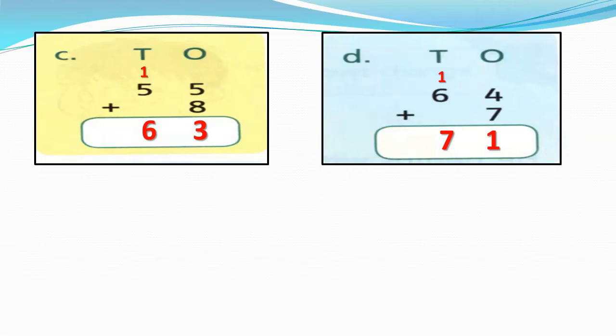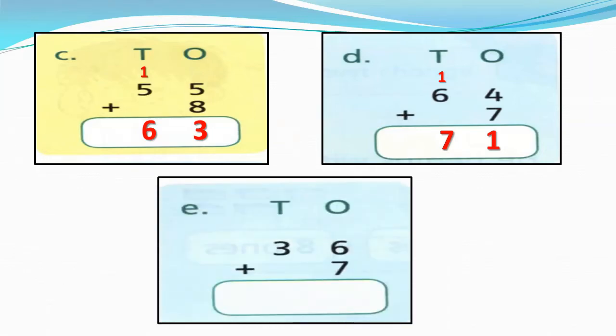Now add 7 to 36. 6 plus 7 equals 13. So here we will write 3 in the ones column and 1 ten will convert into tens. Now add tens. 3 plus 1 equals 4. So the answer is 43.